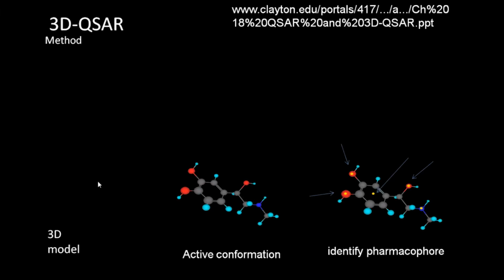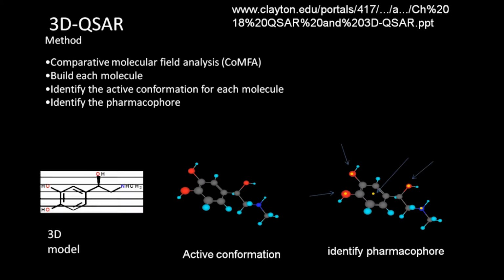Let's look at how it works. Imagine you have a simple molecule like this, and this could be the conformation of the molecule. You identify the pharmacophores of this molecule. Pharmacophores could be, say, hydrogen bond acceptors, because these are all oxygens, or a hydrophobic centroid. These could be the pharmacophores.